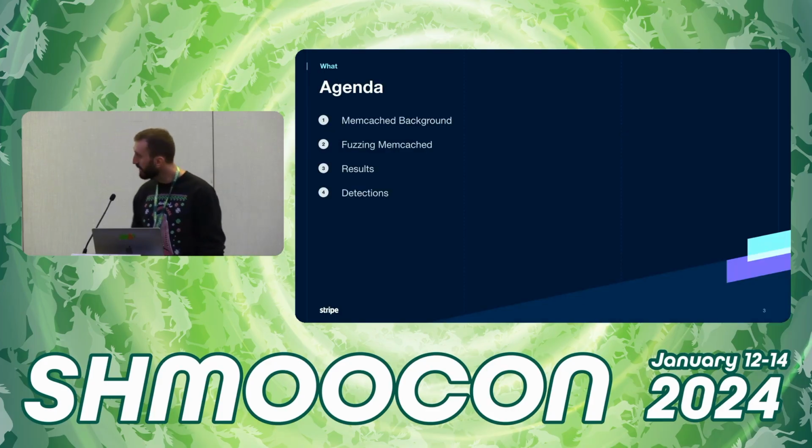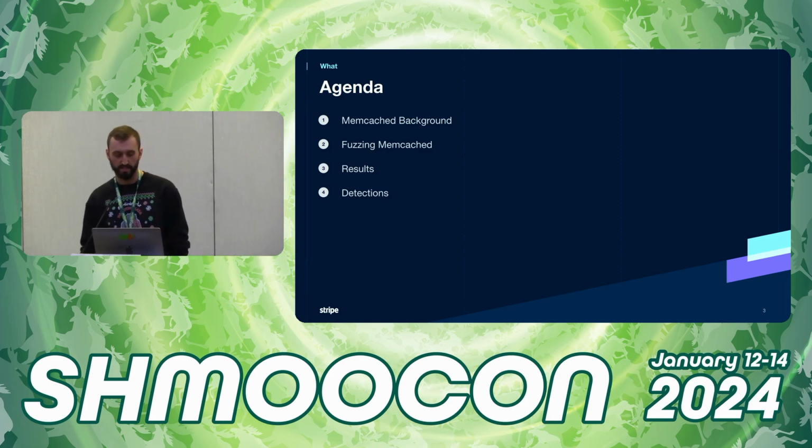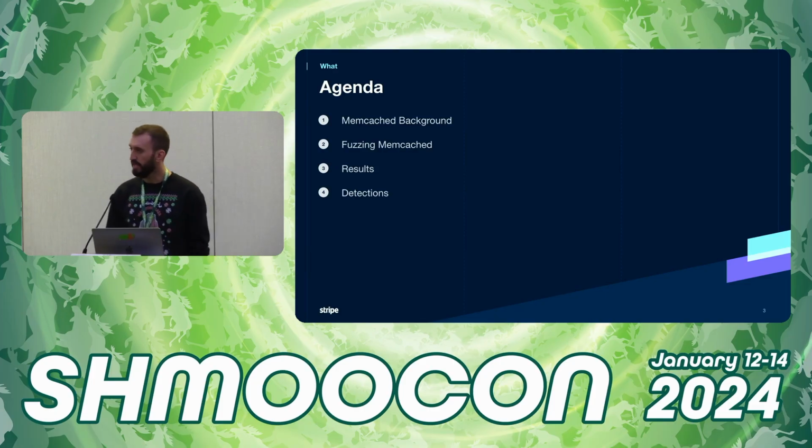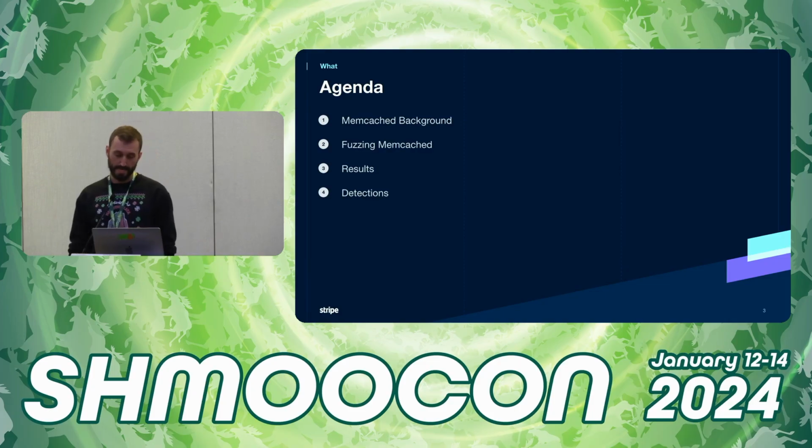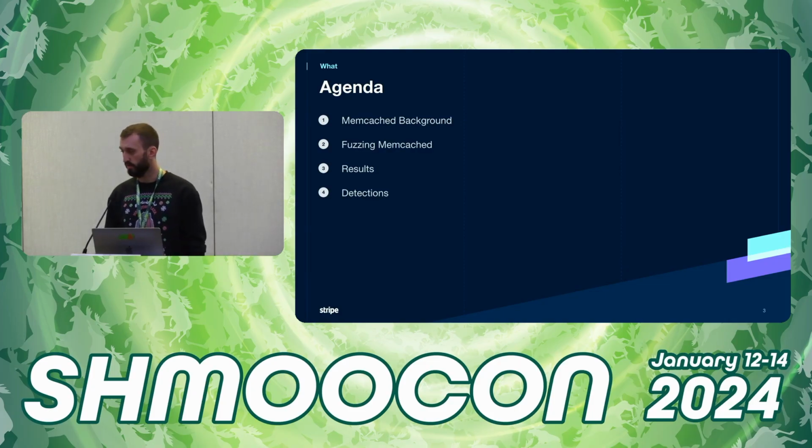So just a quick agenda for today's session. We're going to talk a little bit about what Memcached is, why Stripe uses it, and why we are looking at it internally. Fuzzing Memcached, what we did to build a fuzzer for it, and some of the results that we found. And then detections. So once we're able to find vulnerabilities and potentially weaponize them, how can we detect them at scale and detect them broadly within the enterprise?